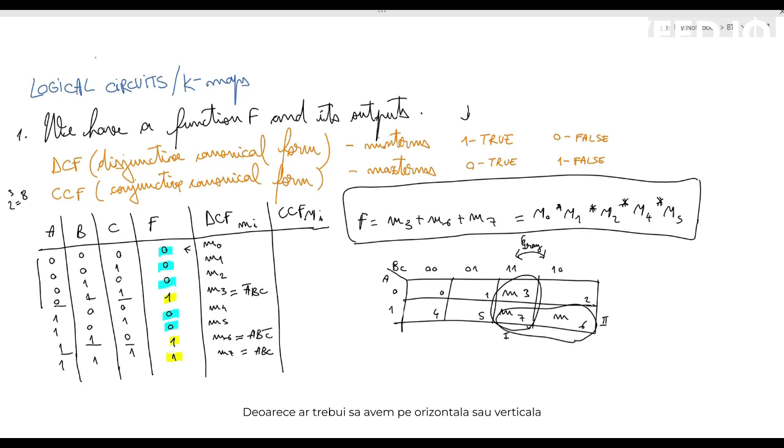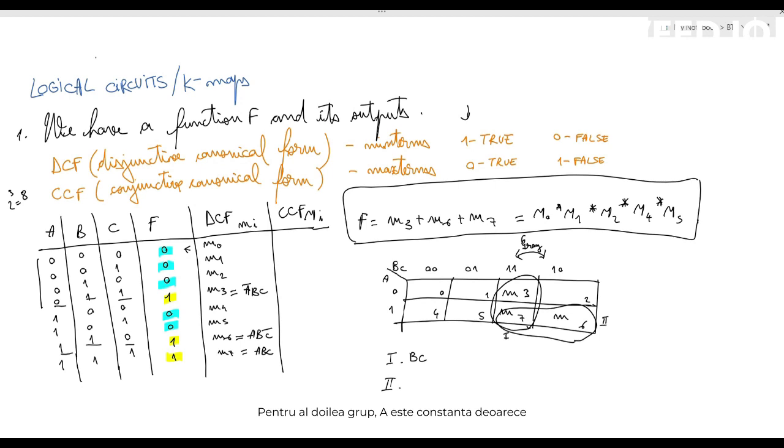Why? Because we should have them on horizontal or vertical, not diagonally, the maximum number of minterms that we can put in a group. So the maximum is 2 right here because we have only 2, and here is also 2. So 1 is going to be BC. Why? Because if you look on this column, B and C are always constant. You see? Because at 3 we have BC, at 7 BC, but A is not constant. We look also on the line and on the column. So only B and C are constant.